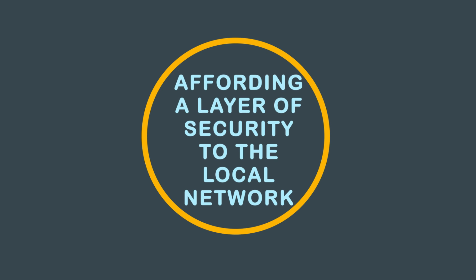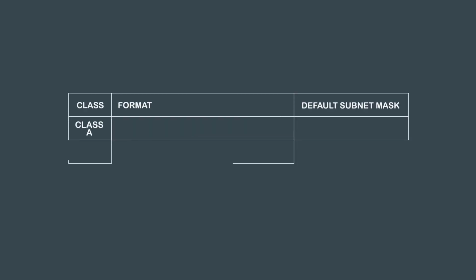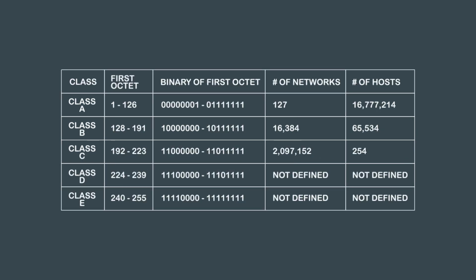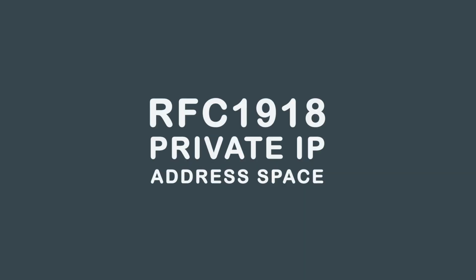the local network. In conclusion, we explained the 3 classes of networks, Class A, B, and C, and the available ranges of IP addresses in each class. We also discussed RFC 1918, or Private IP Address Space.